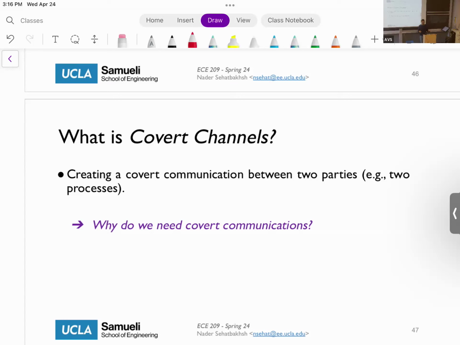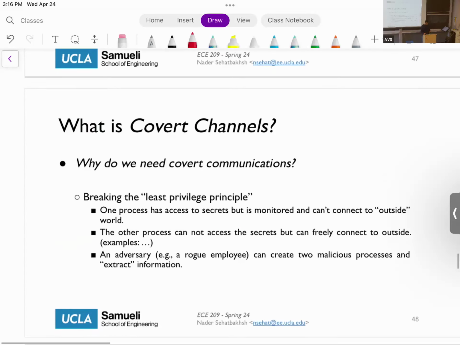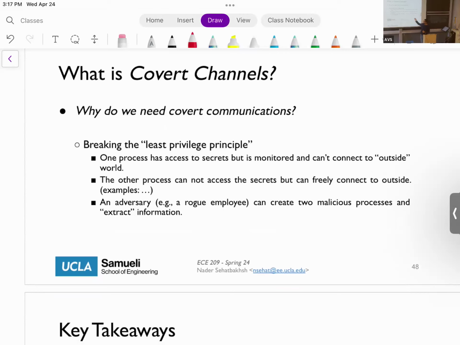So they can continue talking to each other, okay? So why do we need this? Essentially, we need this to break the least privilege principle, okay?